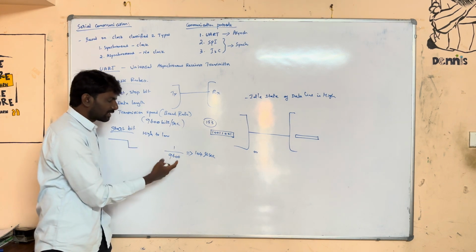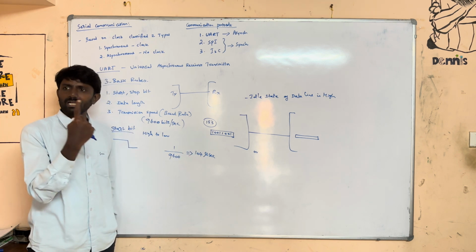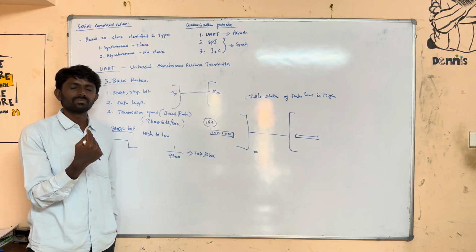1 divided by 9600, if you put that, you will get how much time is needed for transferring 1 bit.